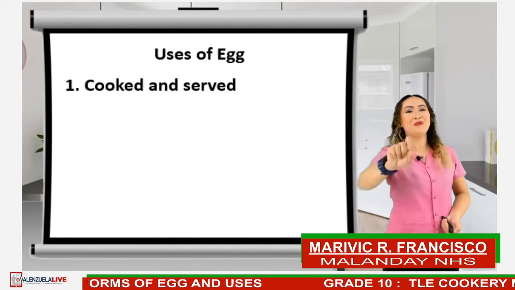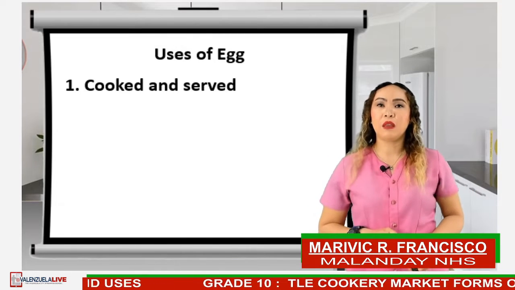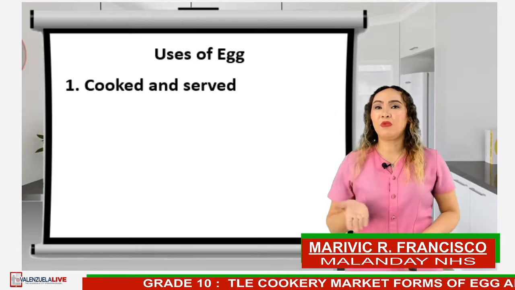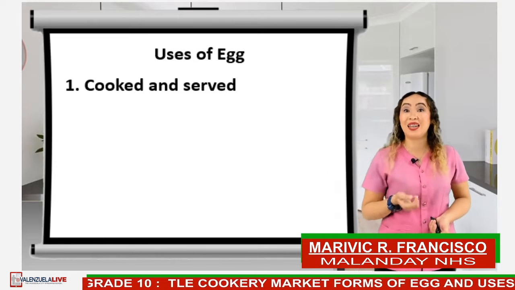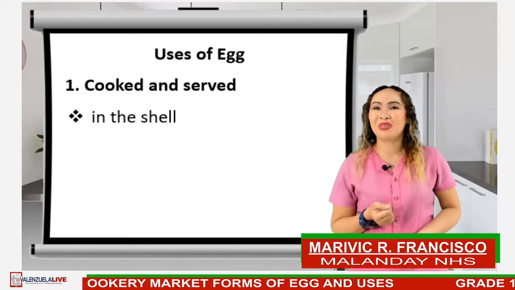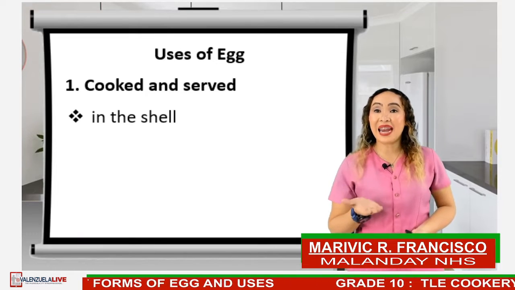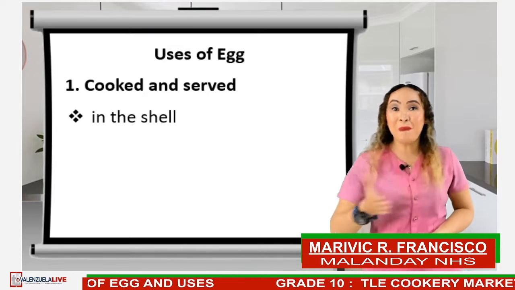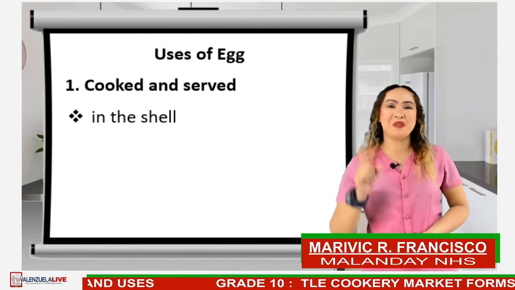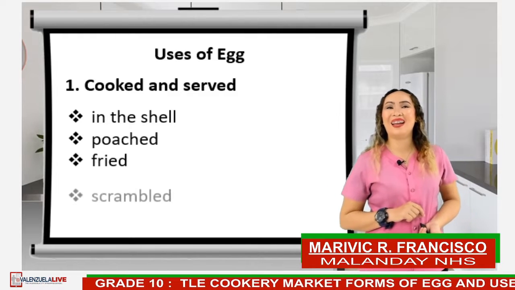Alright, for number 1, we have the cooked and served. So here, we can cook it and serve in the shell, the hard-boiled, yes, the poached egg, the fried, as scrambled, and one of our favorites, omelette. All right.